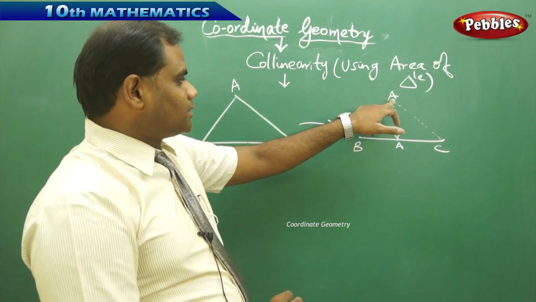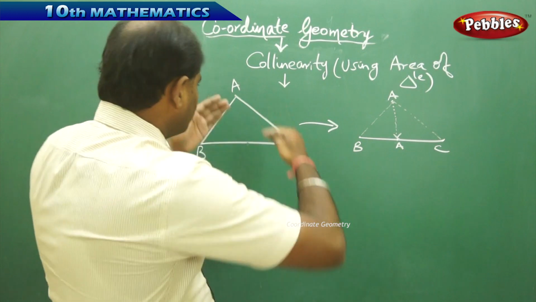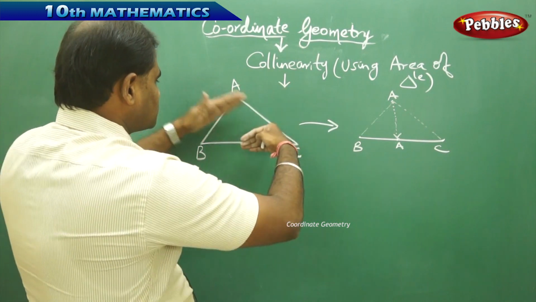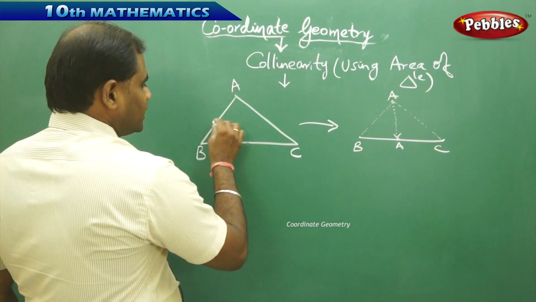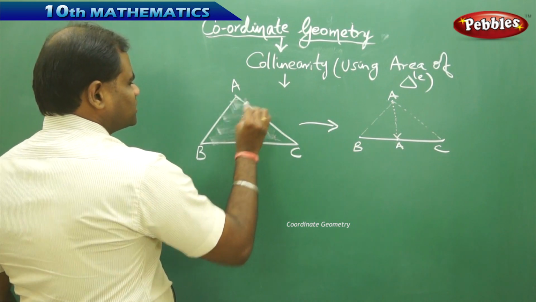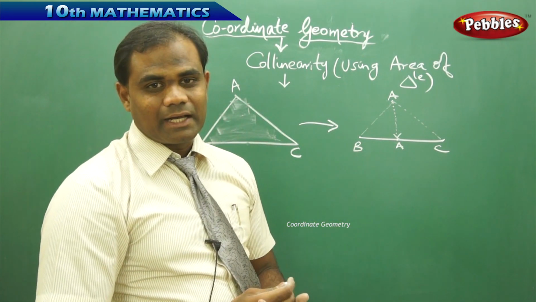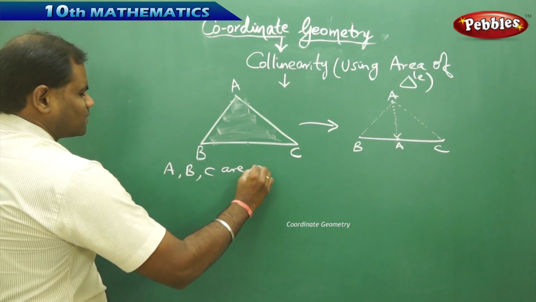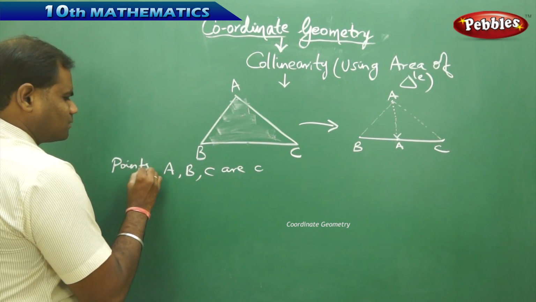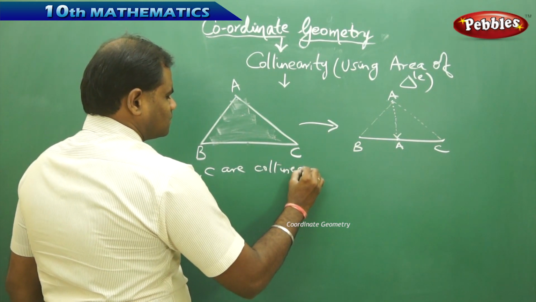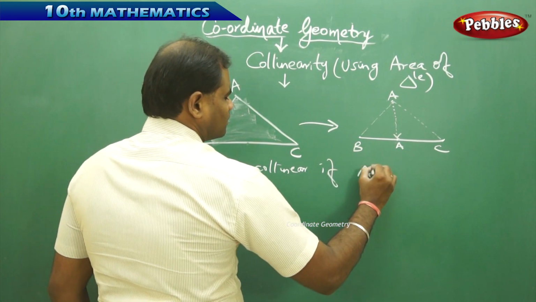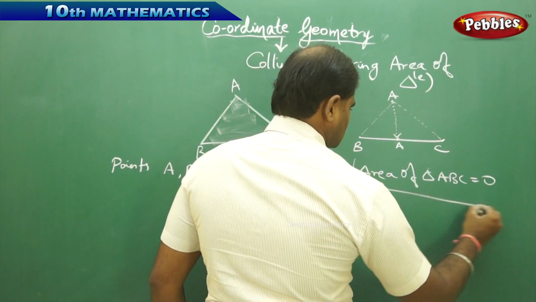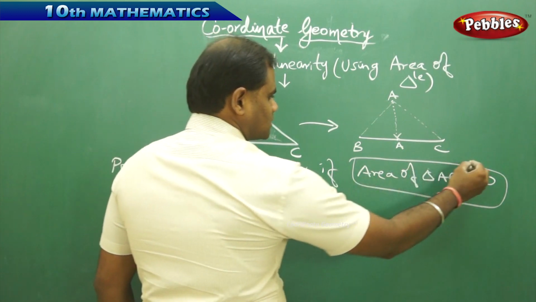Therefore, for the point A to lie on BC, the whole of AC and AB must lie on BC. They should converge to the line BC so that the whole area diminishes. So indirectly I understand that points ABC are collinear if the area of triangle ABC is equal to 0.